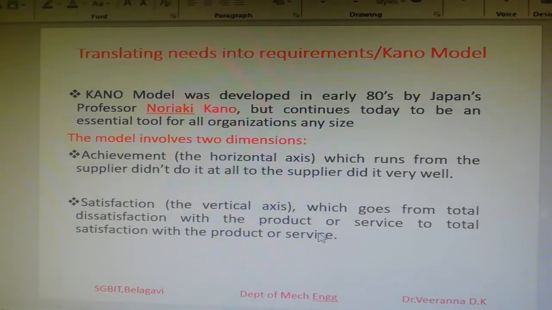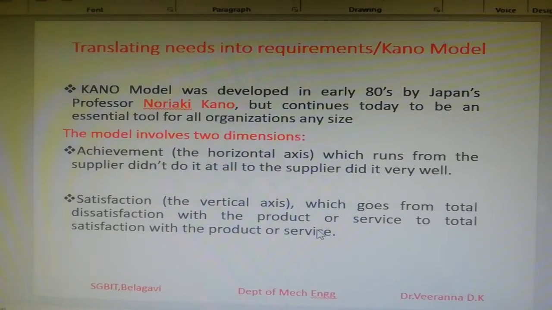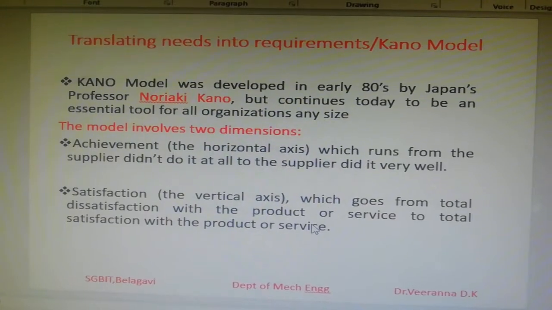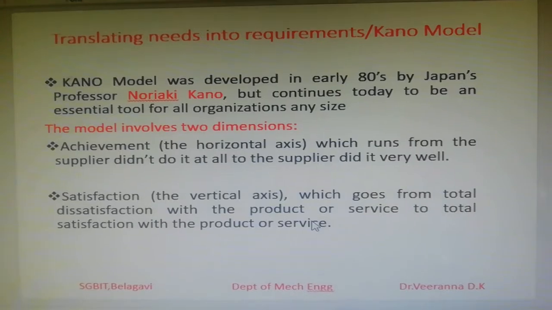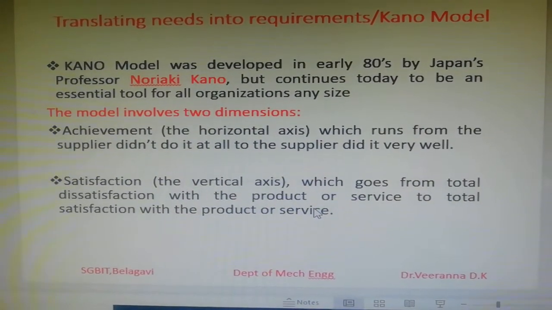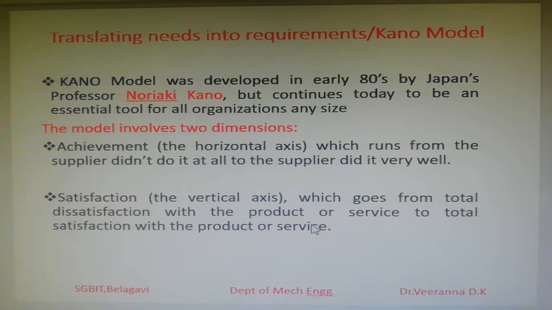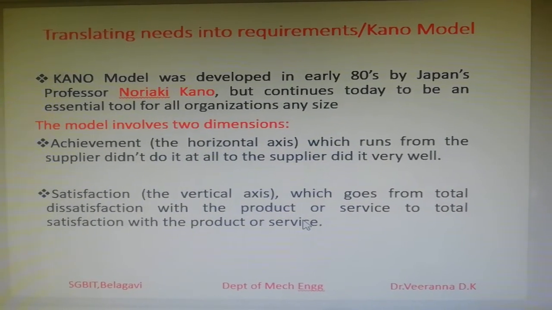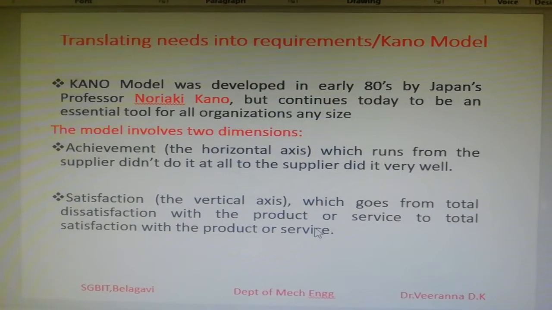As you know, in mathematics we have four quadrants. The same four quadrant concept is applicable here in the Kano model. The horizontal x axis is called the achievement axis, and the vertical y axis is called the satisfaction axis. The horizontal axis goes from left to right, from supplier did not do well to supplier did very well. That is the supplier point of view. The y axis, satisfaction, goes from dissatisfaction to satisfaction with the product or services. Let us see how exactly this works in the four quadrants.